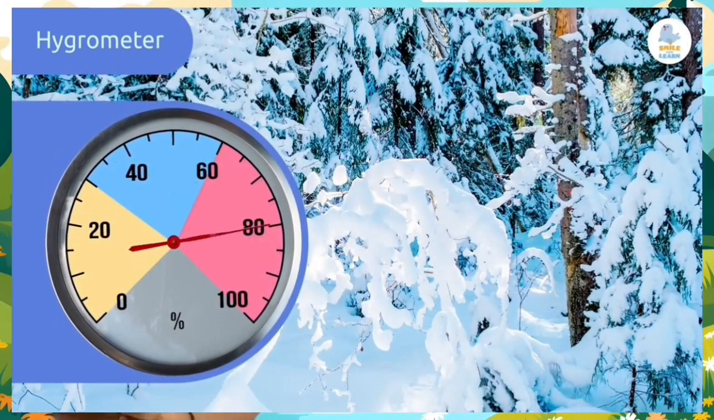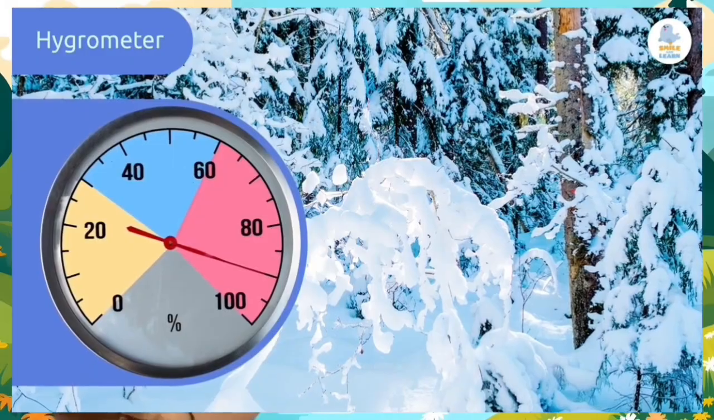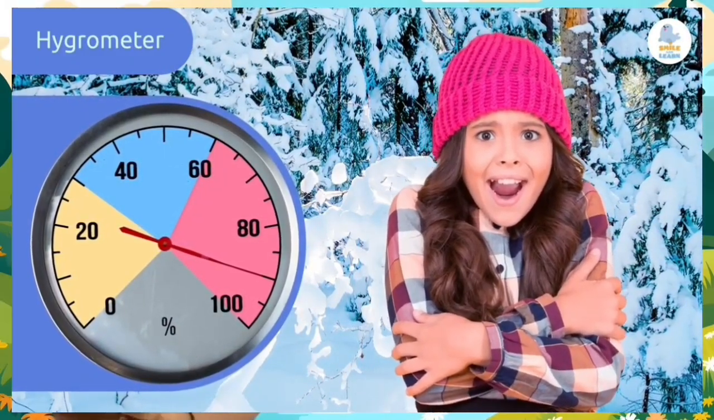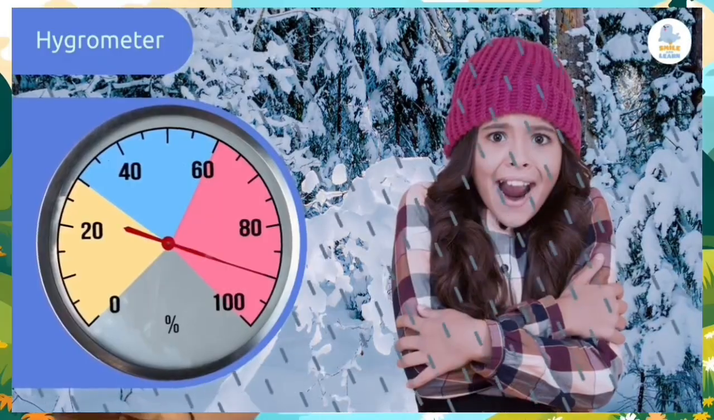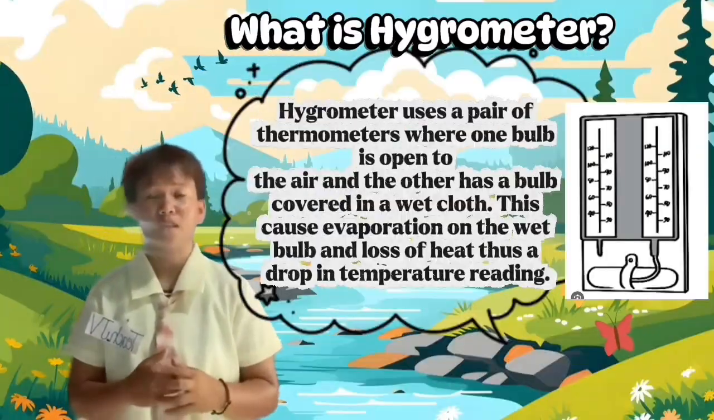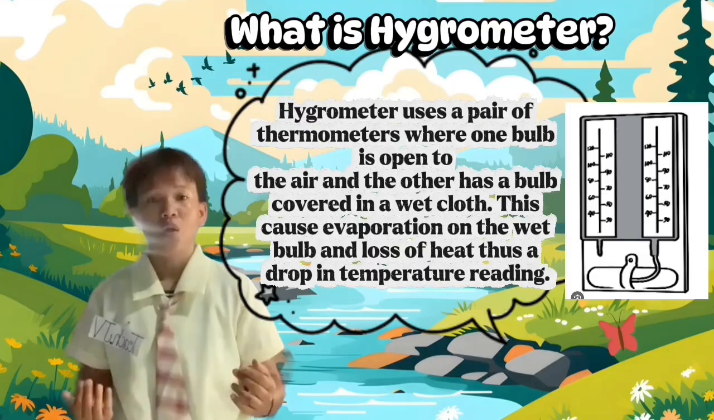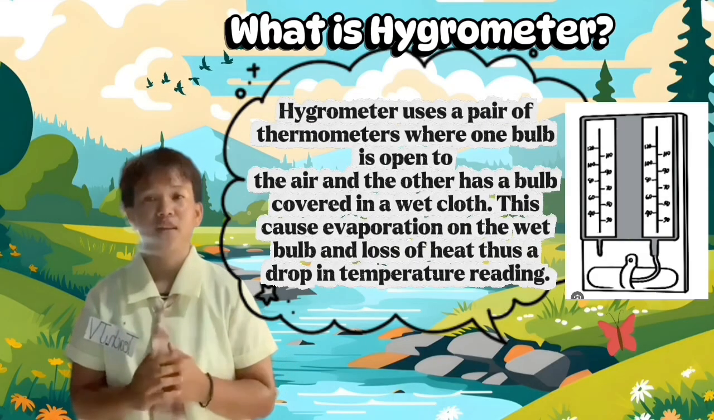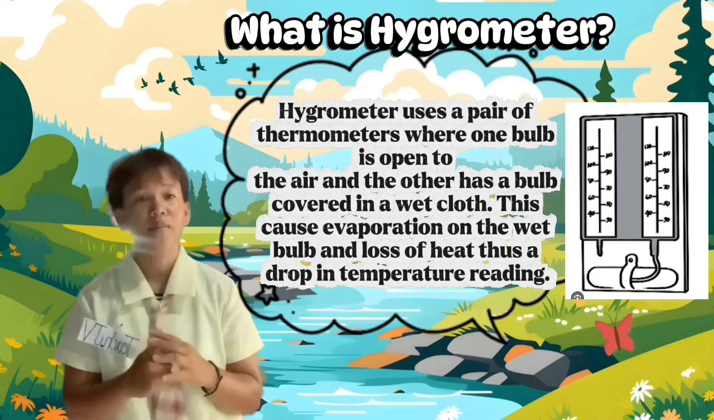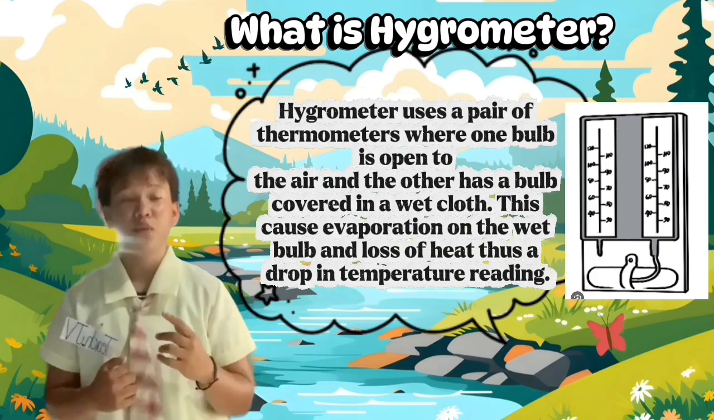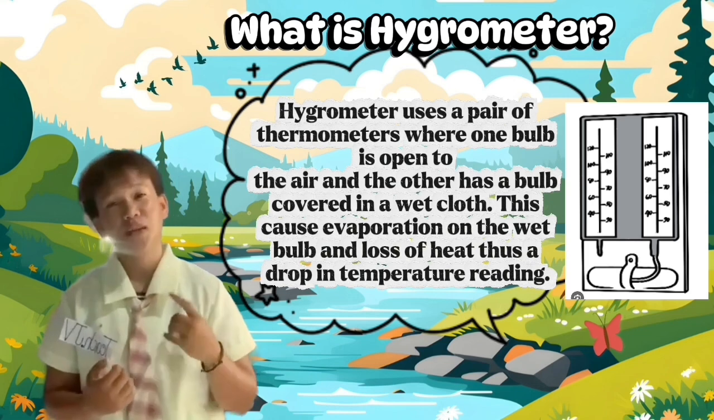Outdoors, if there is high relative humidity, it can cause the heat or cold to feel more extreme. High relative humidity can also suggest that it is going to rain or even storm. A hygrometer uses a pair of thermometers where one bulb is open to the air and the other has a bulb covered in a wet cloth. This causes evaporation in the wet bulb and loss of heat.